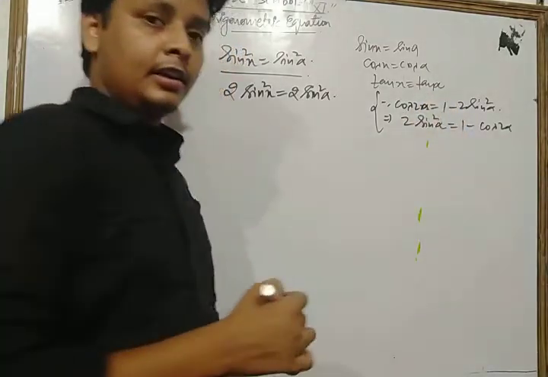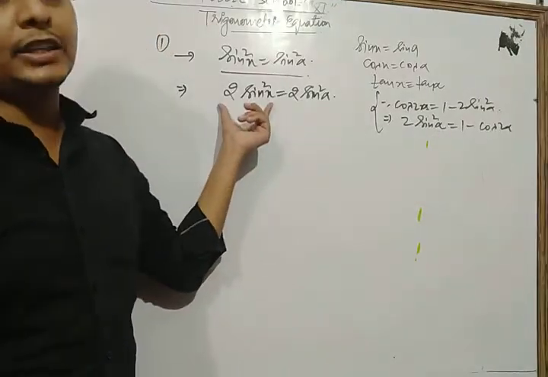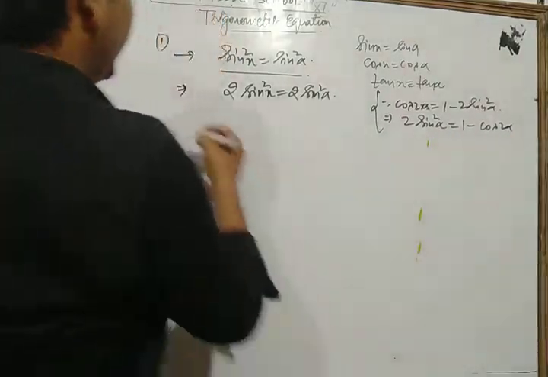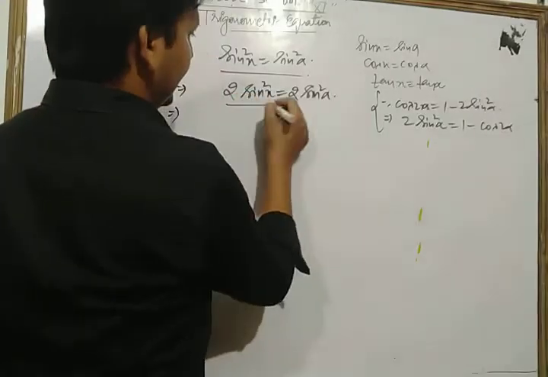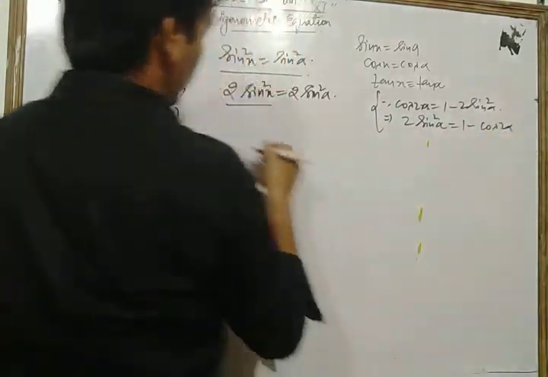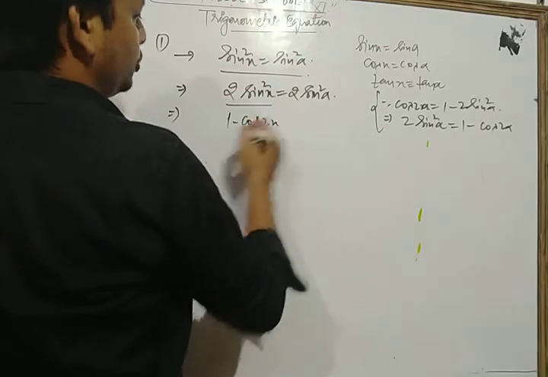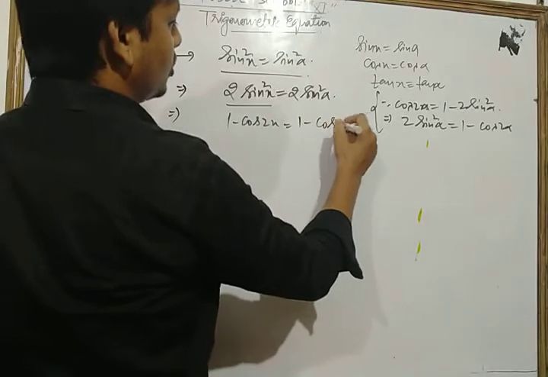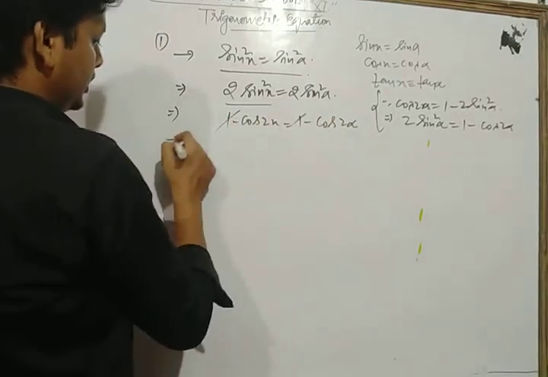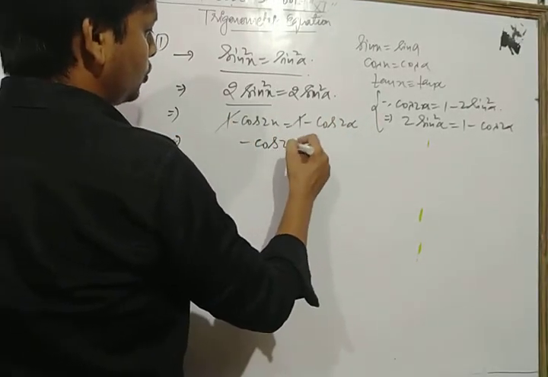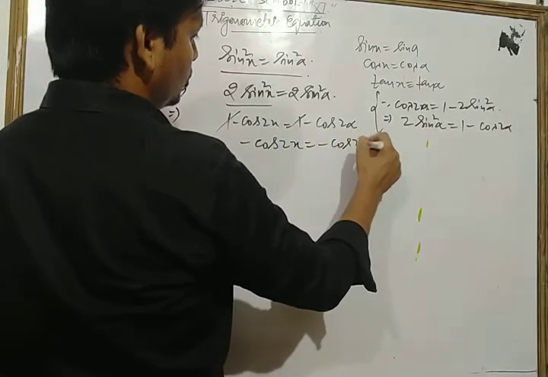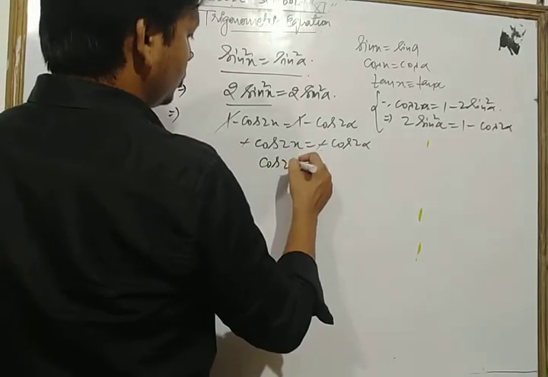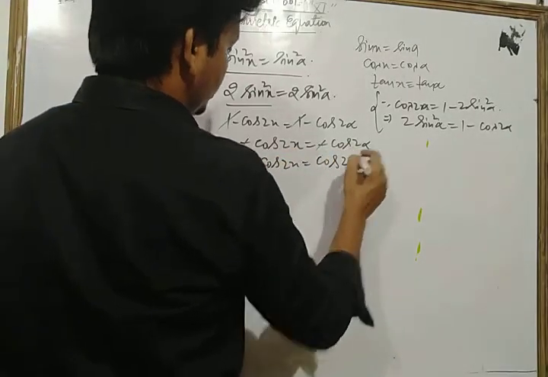Similarly, we write 2 sin square x as 1 minus cos 2x, and the same way we write 2 sin square alpha as 1 minus cos 2 alpha. The 1 cancels on both sides. So we get cos 2x = minus cos 2 alpha. The minus also cancels on both sides. Then we have cos 2x = cos 2 alpha.